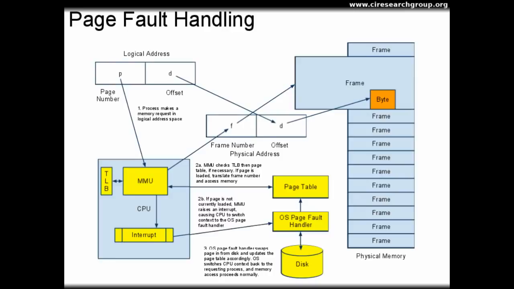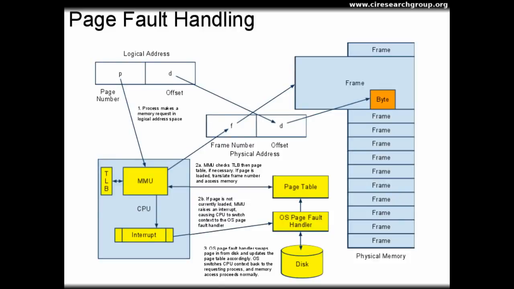The address translation process gains a few steps when paging is utilized. A process makes a memory request using a logical address in its private address space as usual. The MMU first checks the translation look-aside buffer to determine if the page-to-frame mapping is present. In the case of a TLB miss, the MMU must consult the page table to find the mapping.